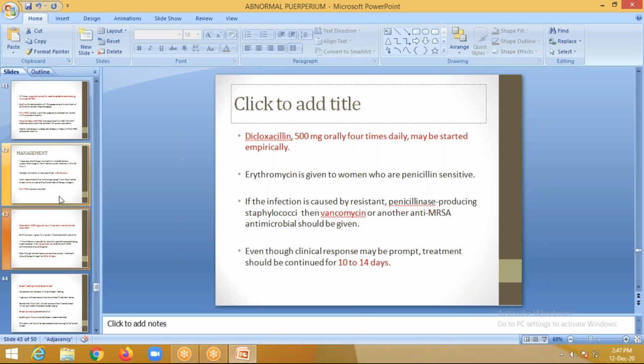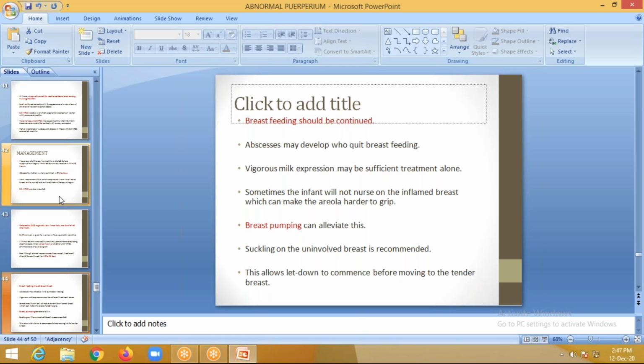Even though clinical response may be prompt, treatment should be continued for 10 to 14 days. Even though symptoms subside as soon as 2 to 3 days after starting treatment, we should not stop the treatment. We should continue for 10 to 14 days. Breastfeeding should be continued, as abscess may develop otherwise. So even though the mother is having mastitis, she should continue breastfeeding. Otherwise, abscess formation will be high. Vigorous milk expression may be sufficient treatment alone.